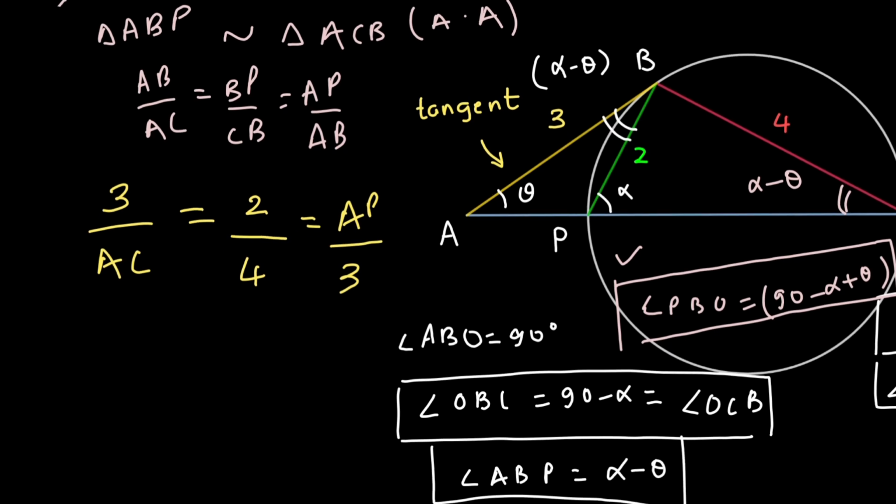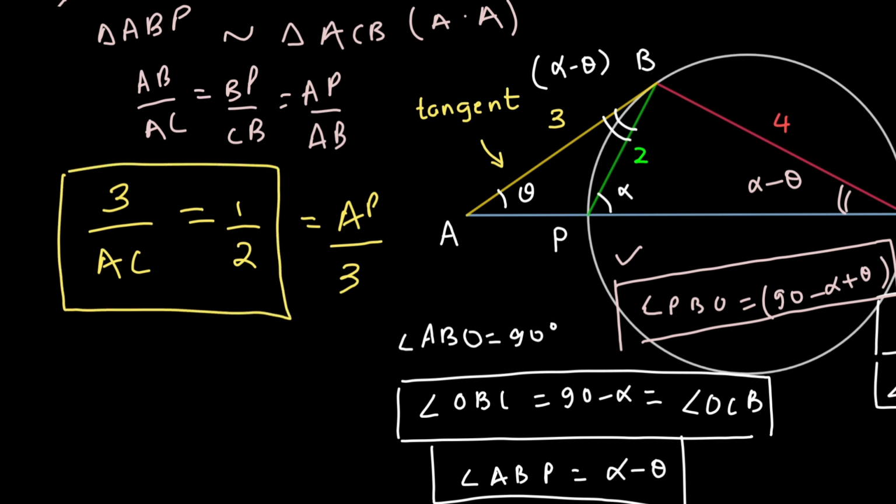Therefore, 3 upon AC equals 2 upon 4. 2 upon 4 can be written as simply 1 upon 2. So 3 upon AC equals 1 upon 2. Simplifying these two ratios, we will get the value of AC, that is going to be 2 into 3, 6 units, and this is the answer that we were looking for.